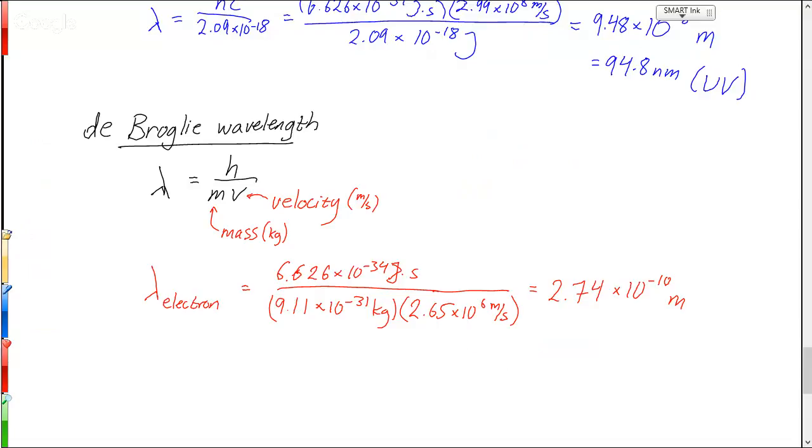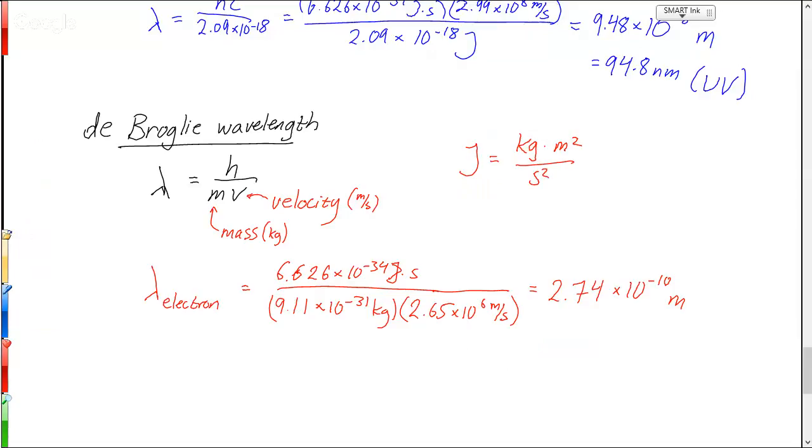Wait, how do the kilograms cancel out? Because joules is kilogram meter squared per second squared. So the kilograms cancel, one of the meters and one of the seconds cancel, and then you're left with meters. A joule is like a compound unit, so it's kilogram meter squared per second squared.